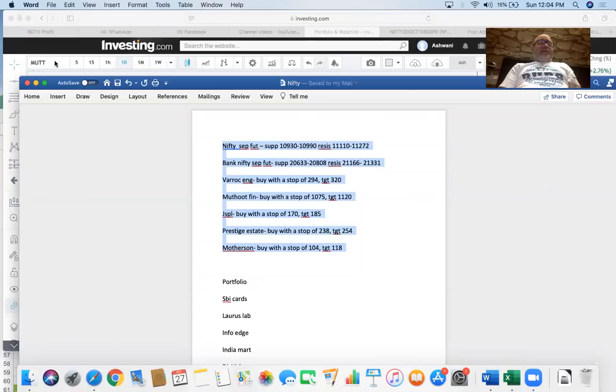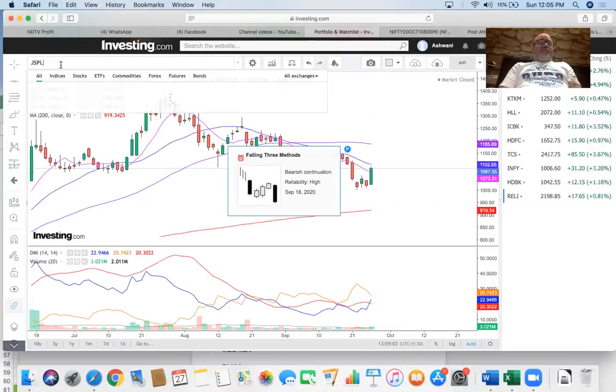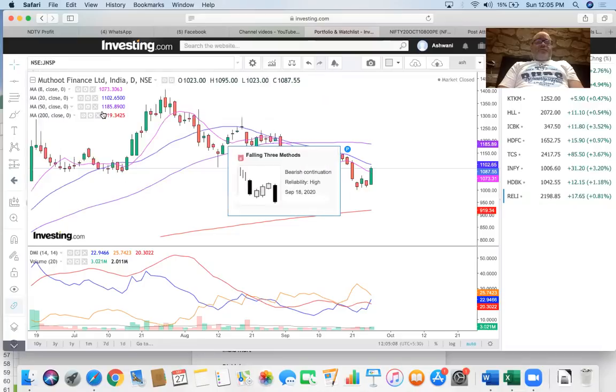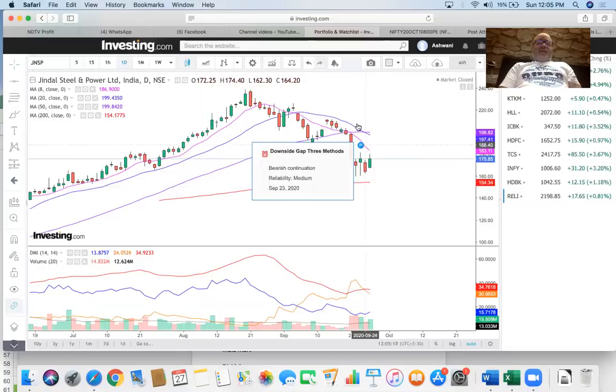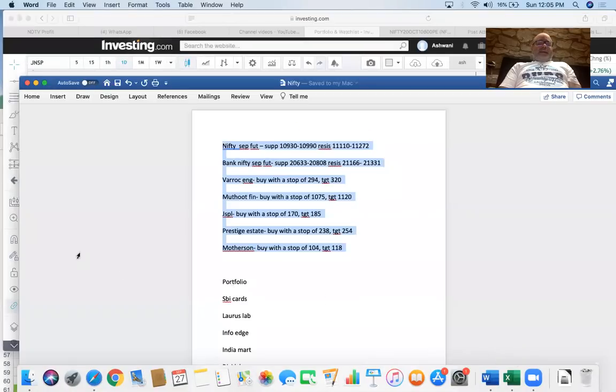Then we have something like JSPL. Again corrected to almost its 200. So out here you could have some upside, stop below 200 and can get back to recent highs. So nice risk reward in play.